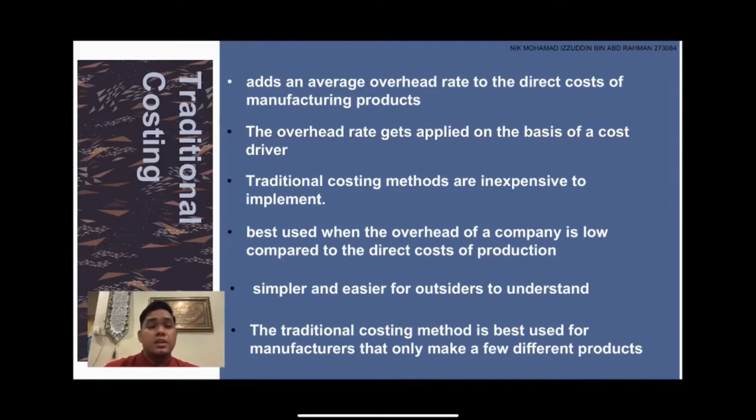However, it does not give managers an accurate picture of product cost because the application of the overhead burden rate is arbitrary and applied equally to the cost of all products. So, overhead costs are not allocated to the products that actually consume the overhead activities. The traditional costing method is best used for manufacturers that only make a few different products.